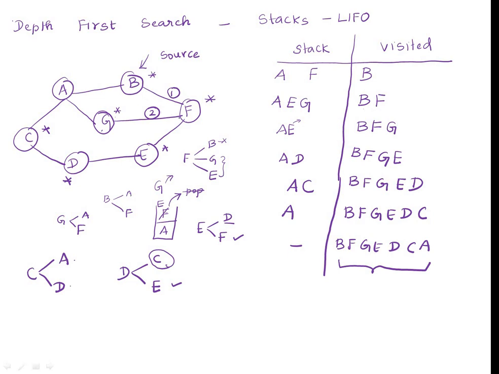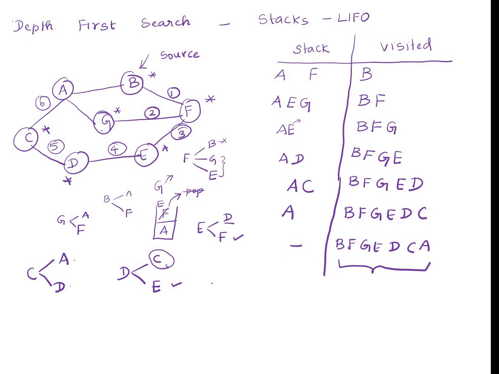So again, I am going to backtrack and check for any other possibility. So B, F, E is the next path. From E it is going to D, from D it is going to C, and from C it is going to A. So this is going to be the end of the iteration.